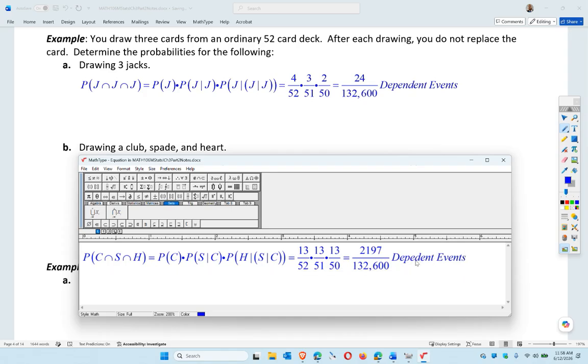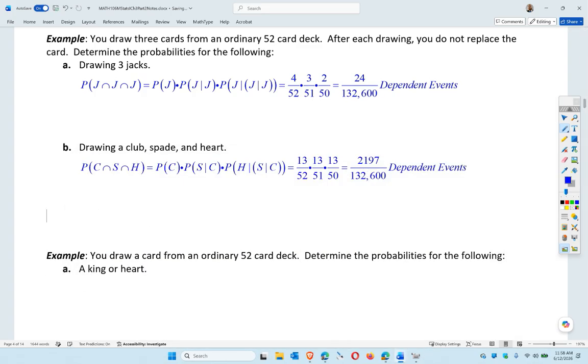Why do I keep doing that? I think my N key is wearing out on the keyboard is the issue. Yes, it is. Okay, well, I guess we're replacing that later.